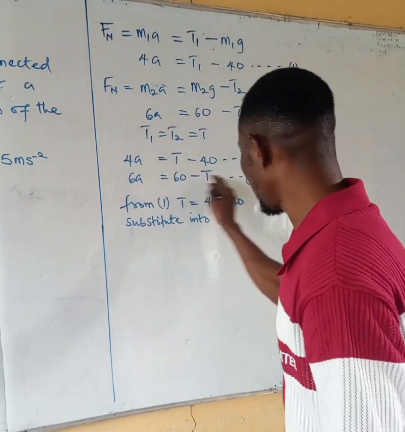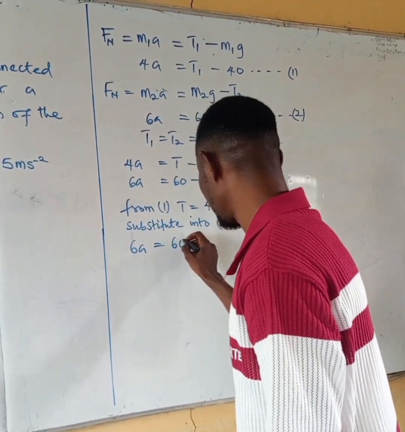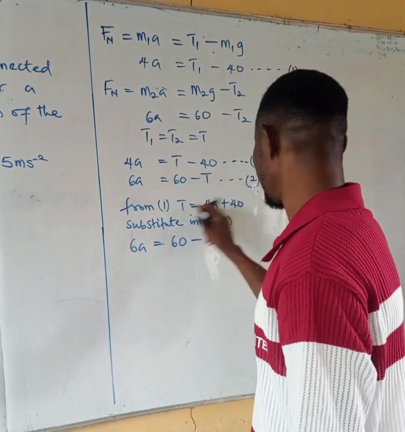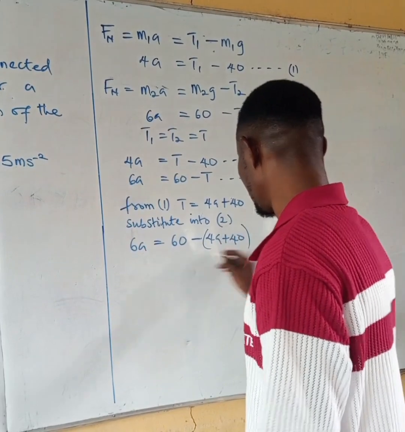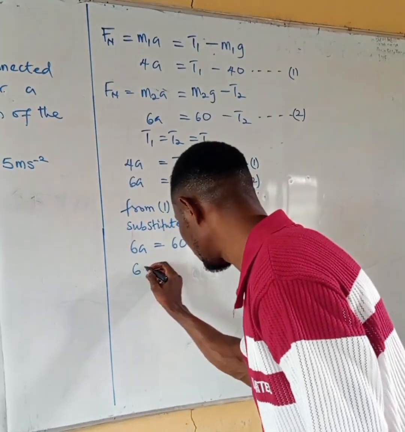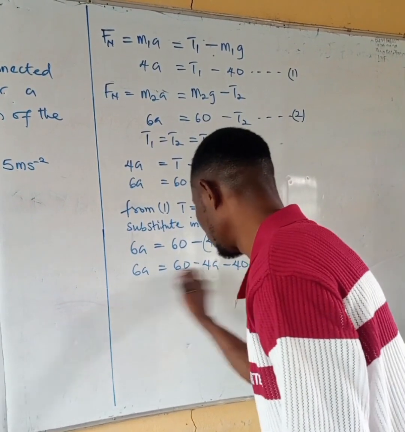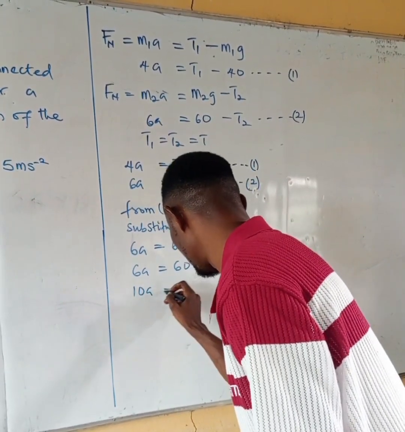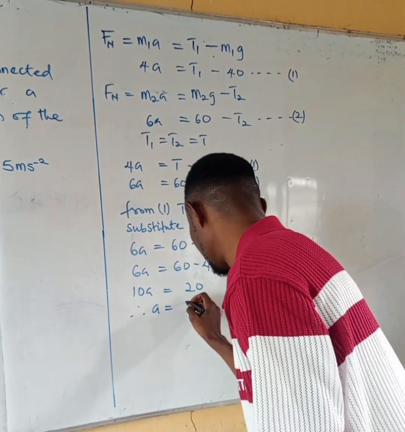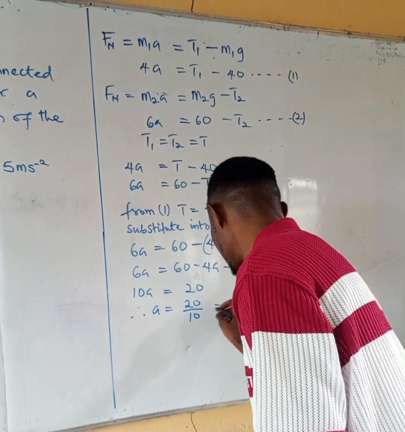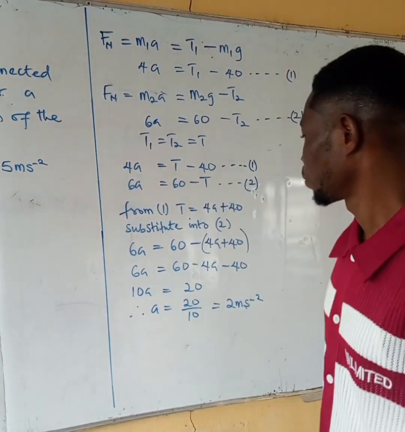We will have that 6A is equal to 60 minus T, and T here is 4A plus 40. So we open up this bracket, we have 6A is equal to 60 minus 4A minus 40. We have 10A is equal to 20. And A has to be equal to 20 over 10, which is equal to 2 meters per second squared.